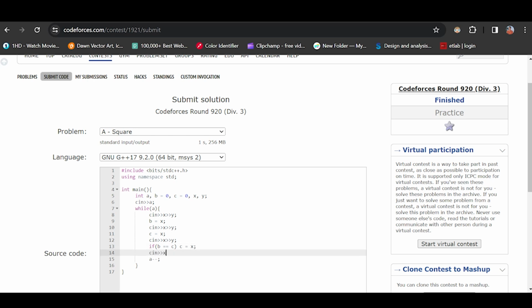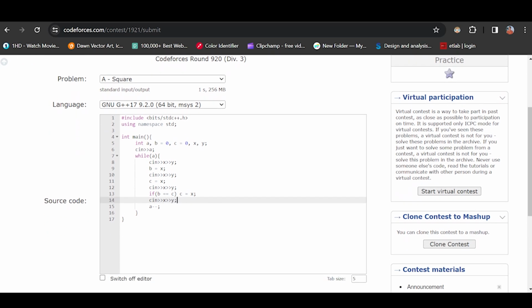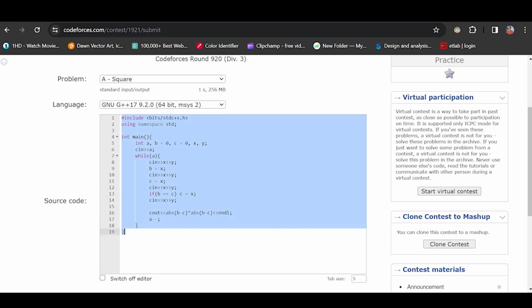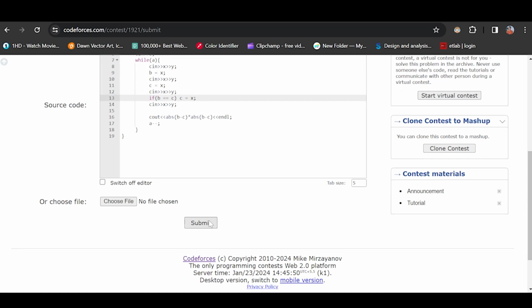We'll again accept the last pair of x and y. Not that we need anything to do with it, but we have to accept it, right? Because the system will give it to us. Now we can calculate our answer. Now cout absolute value of b minus c into absolute value of b minus c. Now that should basically be it. Enter. And yeah, let's run the code and see what happens.